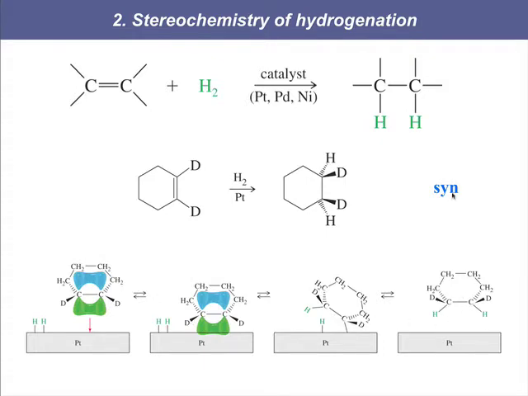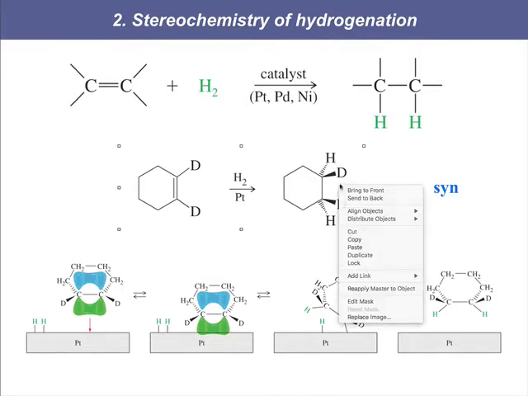We've seen syn addition before. Think about the alkene as being flat, because it is. It's sp2 hybridized, planar. If we do H2 and platinum as our reactant, we know that the H's are going to add syn from the same side. Here we're adding them to the bottom face. So the H's are going to be down, and that's going to force the deuteriums in this case to be up.